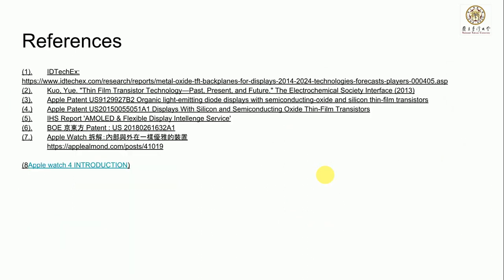And these are the various references from where we collected information and made our presentation. Now we are going to show a brief introduction about Apple Watch 4.